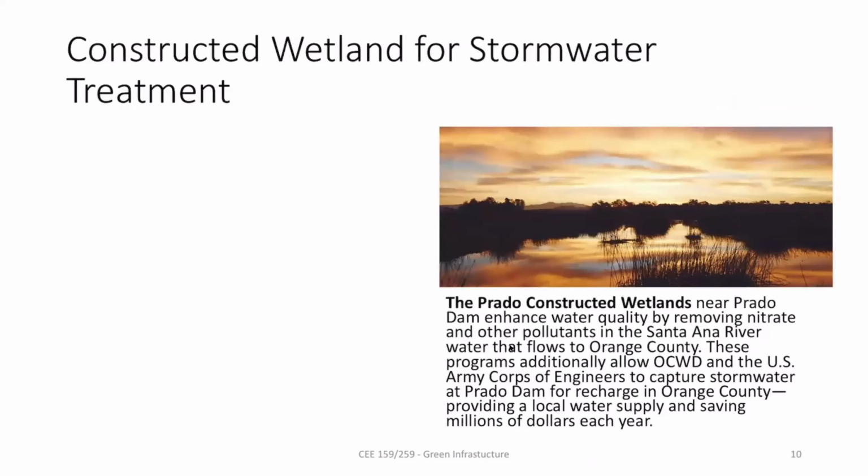Constructed wetland for stormwater treatment systems: once you know where the space is and how much water you can receive, you can design it. This is one example, a constructed wetland near the Santa Ana River in Orange County. If you get a chance, you can visit there.